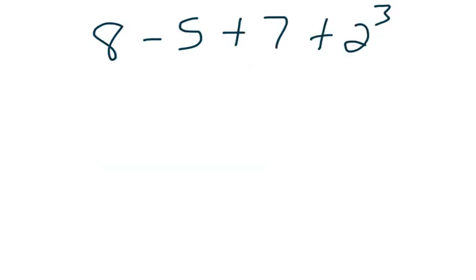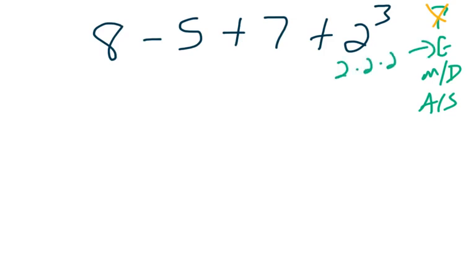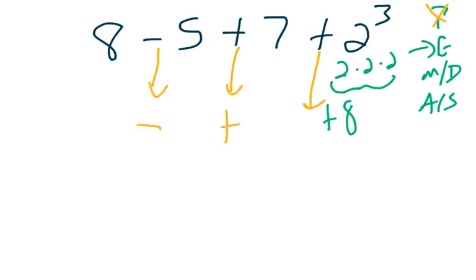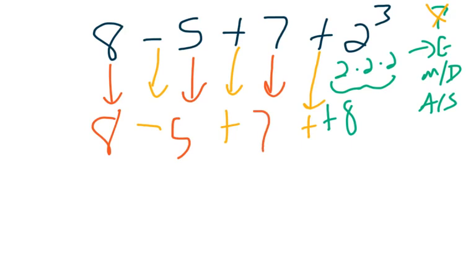Alright, next up, we have order of operations, and we got to work our way left to right, but we also have to follow the rules. PE, multiplication, division, adding, and subtracting. So, first up, there is no parentheses, but we do have exponents, and that is this guy right here. So that's going to give us 2 times 2 times 2, which when you multiply all that together gives you 8. And then you bring your sign straight down. So we have a minus, a plus, and a plus. And then you bring your numbers straight down. So 8 minus 5 plus 7 plus 8.